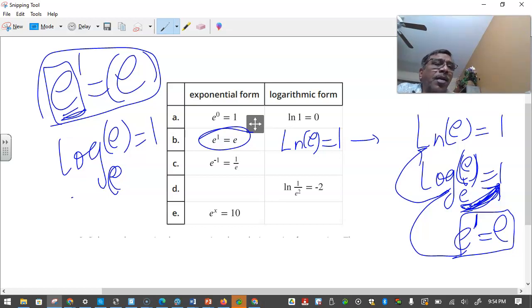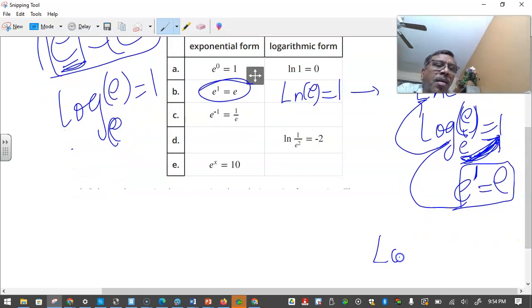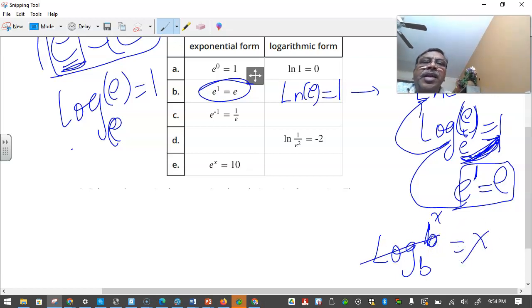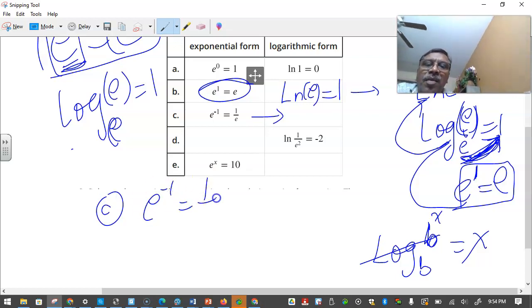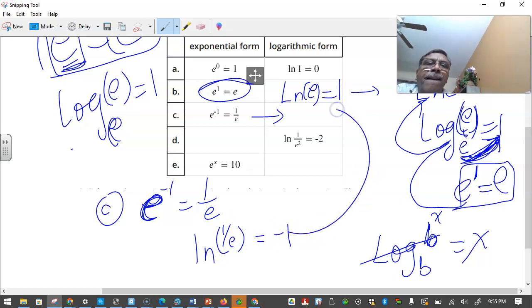So there's also going to be a rule: if I write the logarithm of b raised to x, then if the base and this number are the same, we just cross out and that's how it is, x. The next one, what about here? So c is e raised to minus 1, which is 1 over e. That means instead of logarithm, I'll use ln, because now you know this takes care of 1 over e by default. The answer is minus 1. That's all you're supposed to write here.